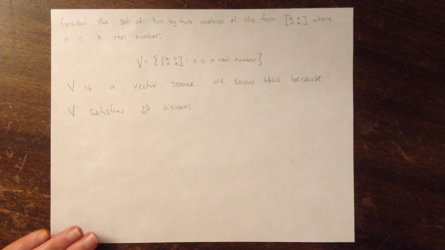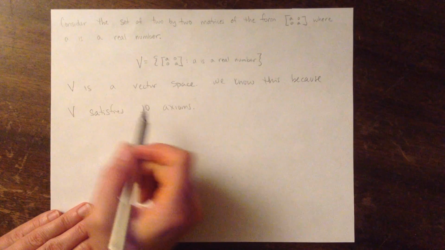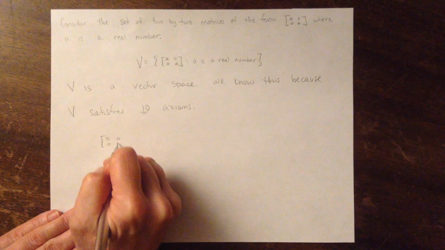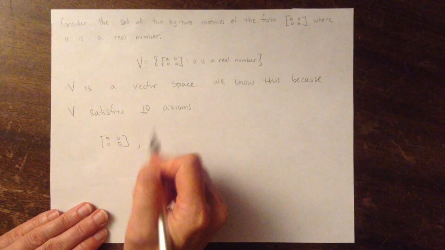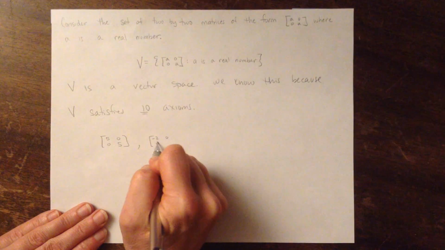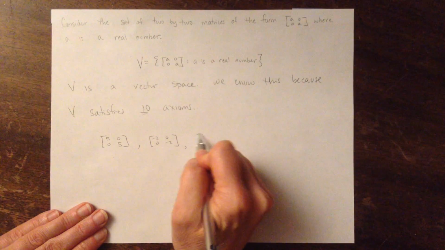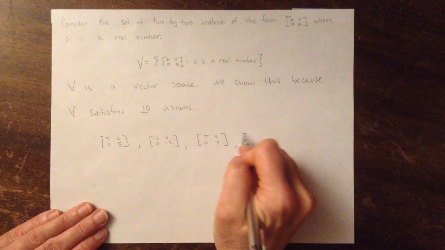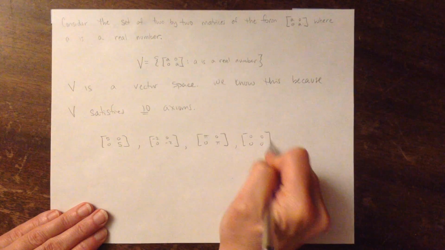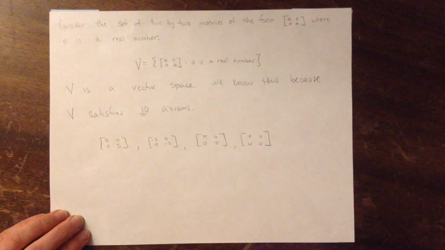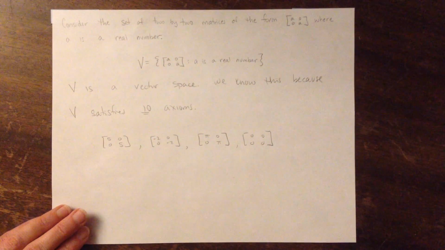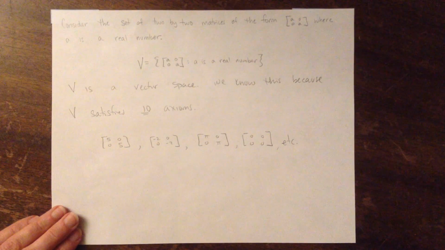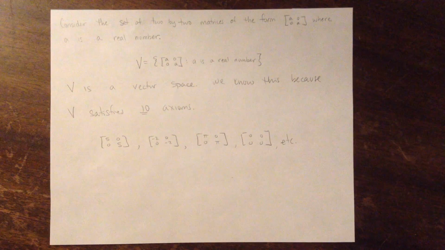So let me just give you a few examples of matrices. Like 5, 0, 0, 5, that's in V. And -2, 0, 0, -2, and pi, 0, 0, pi. And also 0, 0, 0, 0, that's also in there because these two are real numbers and they match, and these two are zeros, etc. So these are all matrices that are in that set V.